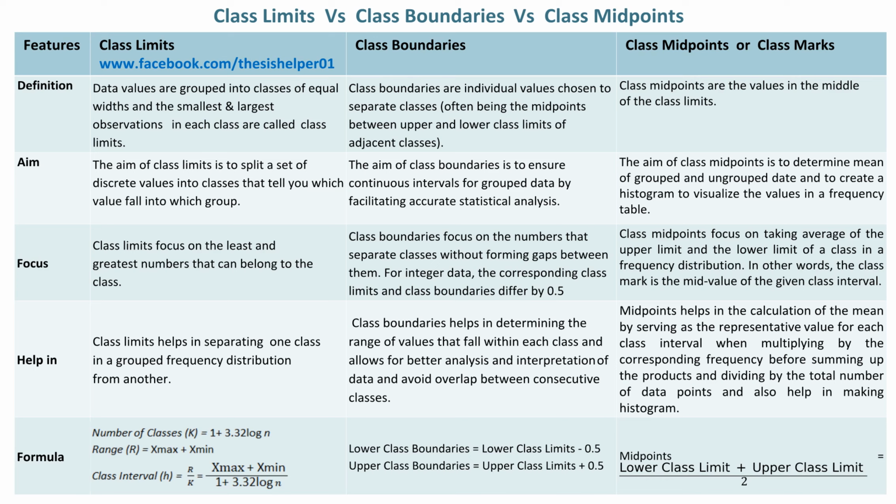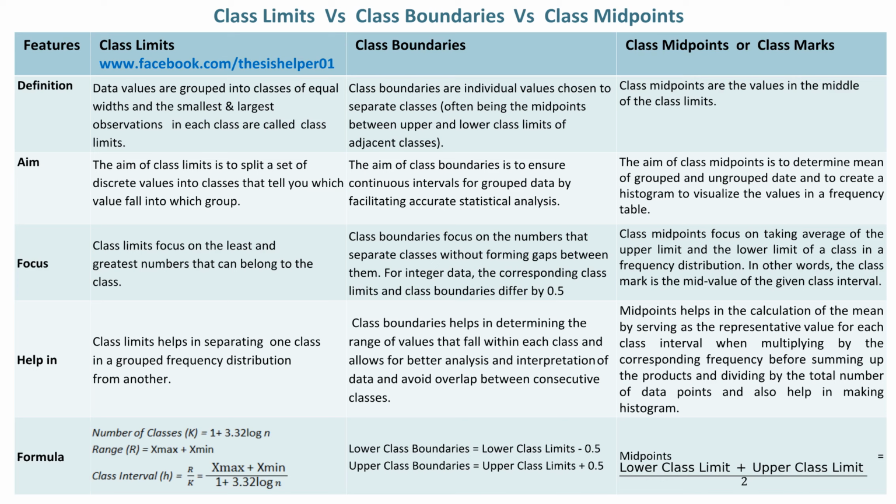Class limits focus on the least and greatest numbers that can belong to the class. Whereas, class boundaries focus on the numbers that separate classes without forming gaps between them. For integer data, the corresponding class limits and class boundaries differ by 0.5, whereas class midpoints focus on taking the average of the upper limit and the lower limit of a class in a frequency distribution. In other words, the class mark is the mid-value of the given class interval.